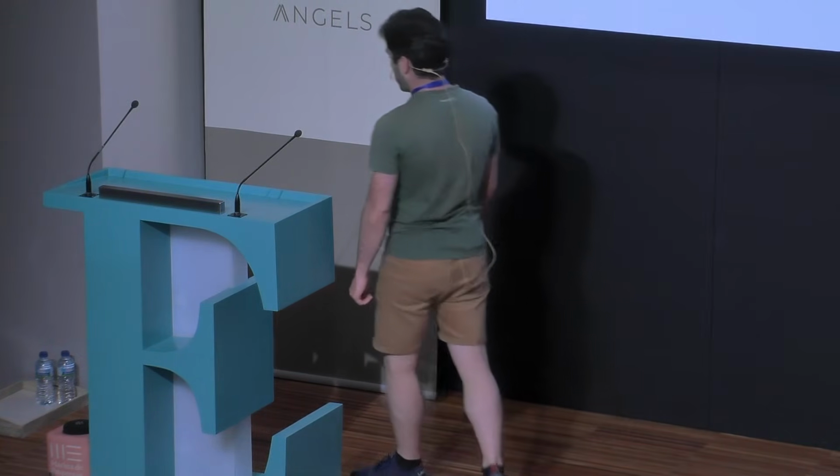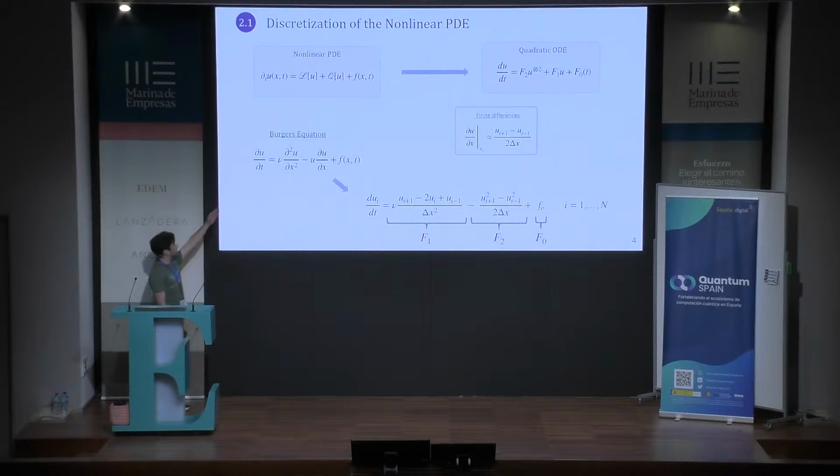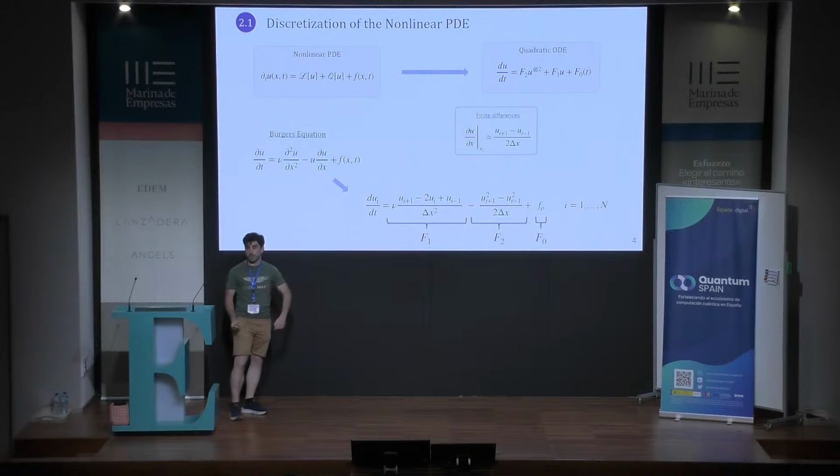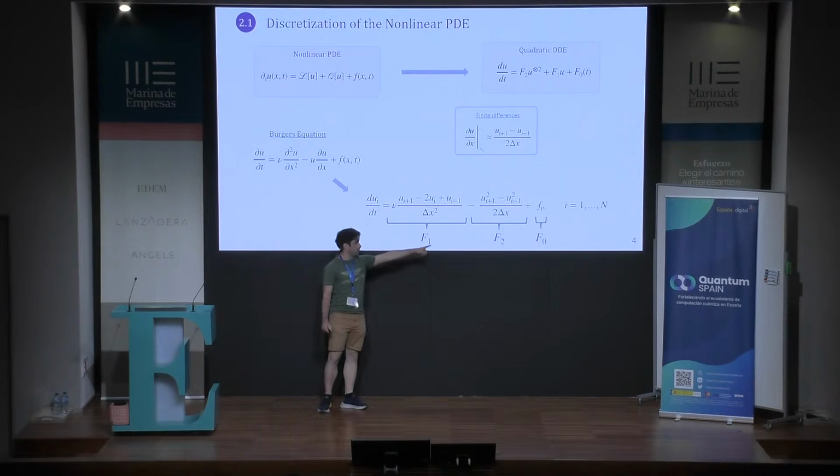So that you can understand how this discretization works, we can use the one-dimensional Burgers equation, and we can select a given number of points, and for each of these points, we can approximate the derivative of u, as we can see in the slide. After doing some calculations, we end up with this nonlinear ODE, where we can recognize the linear operator, the quadratic operator, and the driving term.